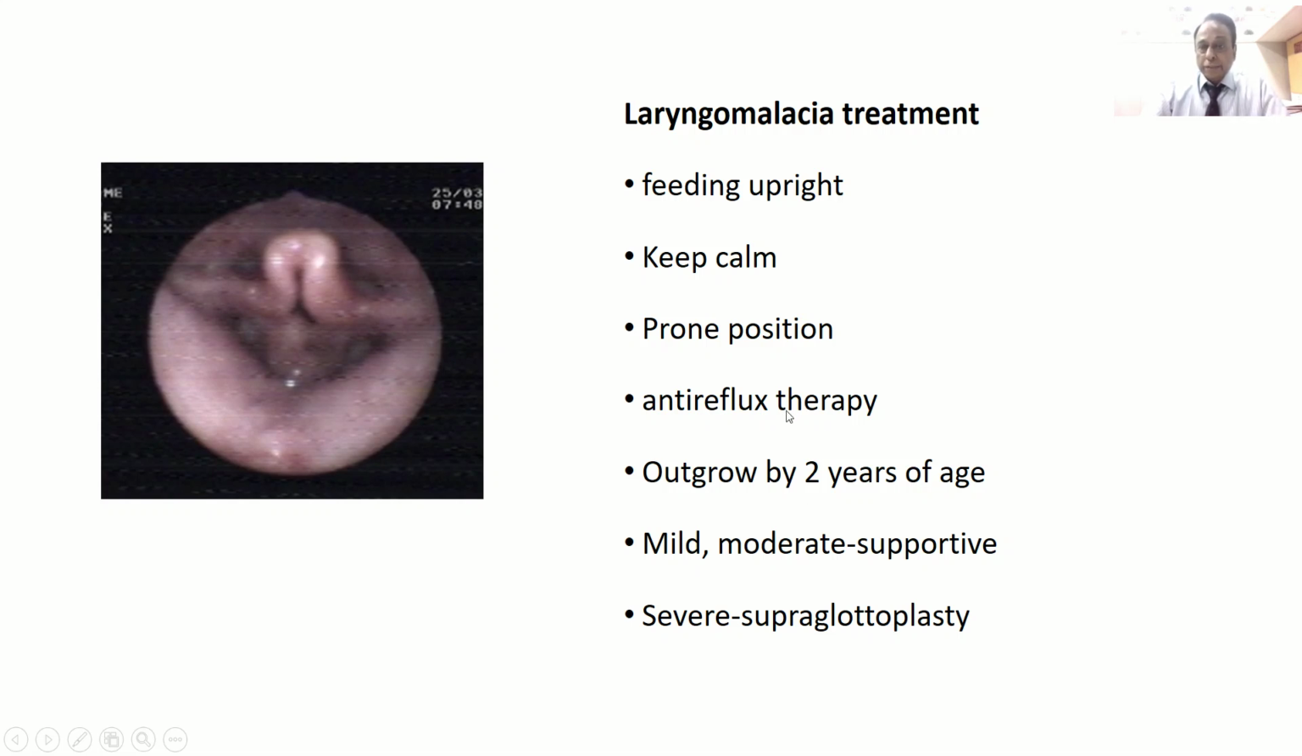And most of these laryngomalacia children also have associated GOR. So sometimes they may benefit from anti-reflux therapy, and slowly over time, maturation of the laryngeal cartilages occurs, and most of the stridor resolves. Most children become normal by 2 years of age.